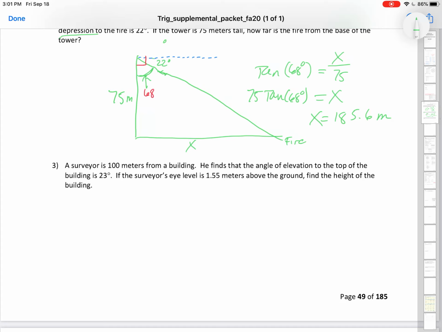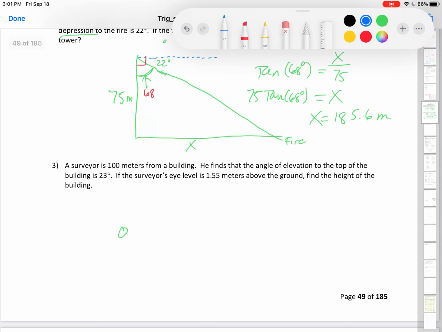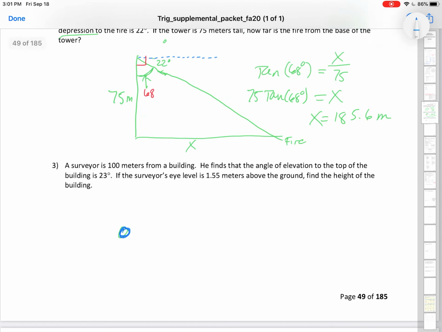A surveyor is 100 meters from a building. Okay, so let's draw the surveyor. Here, let me switch to a different color. I'm tired of the green. Maybe you are too. Okay, here's our surveyor. Hello. Okay, and he is 100 meters away from a building. Right, so here's the building right out here.